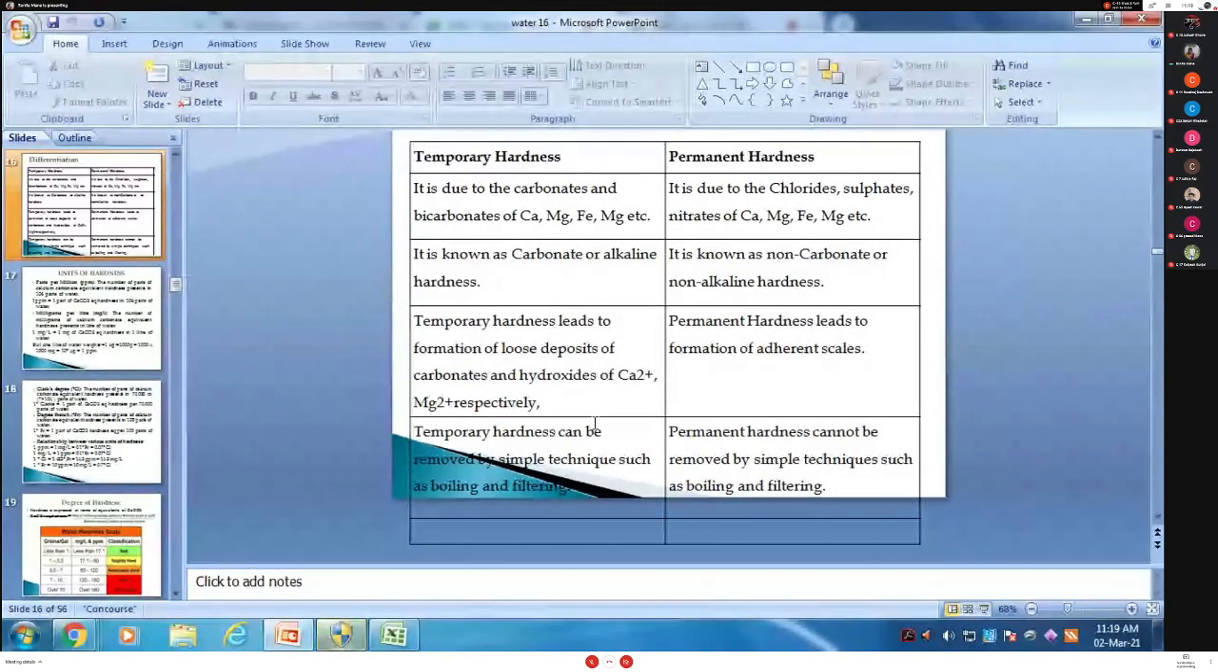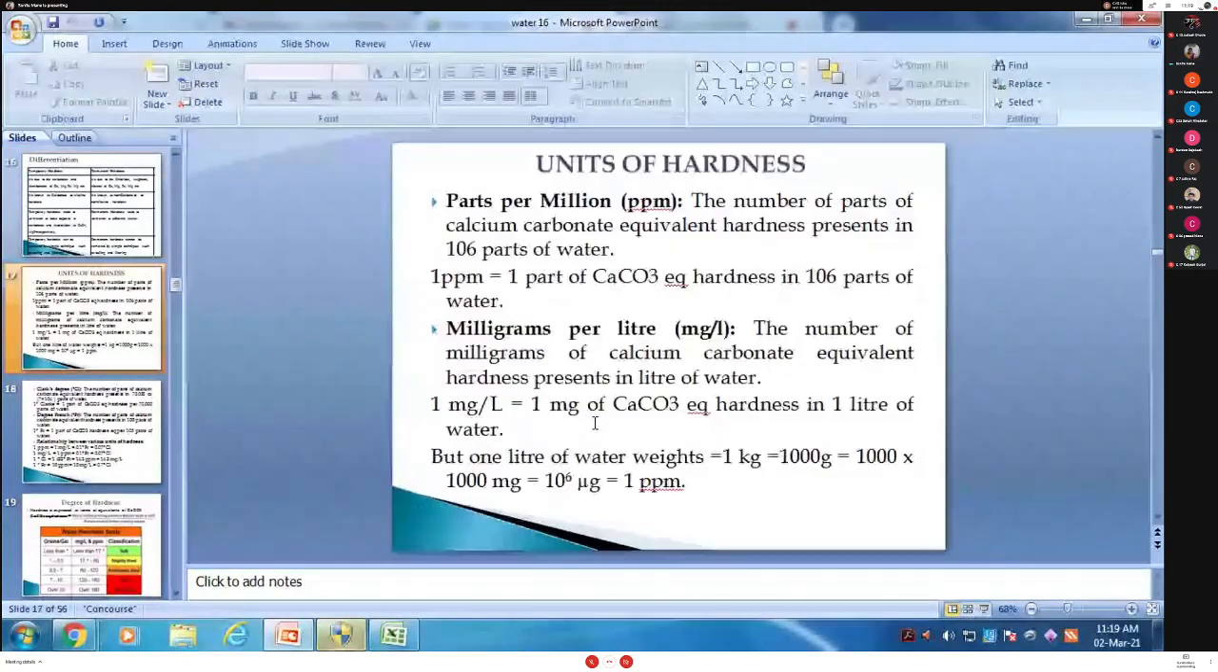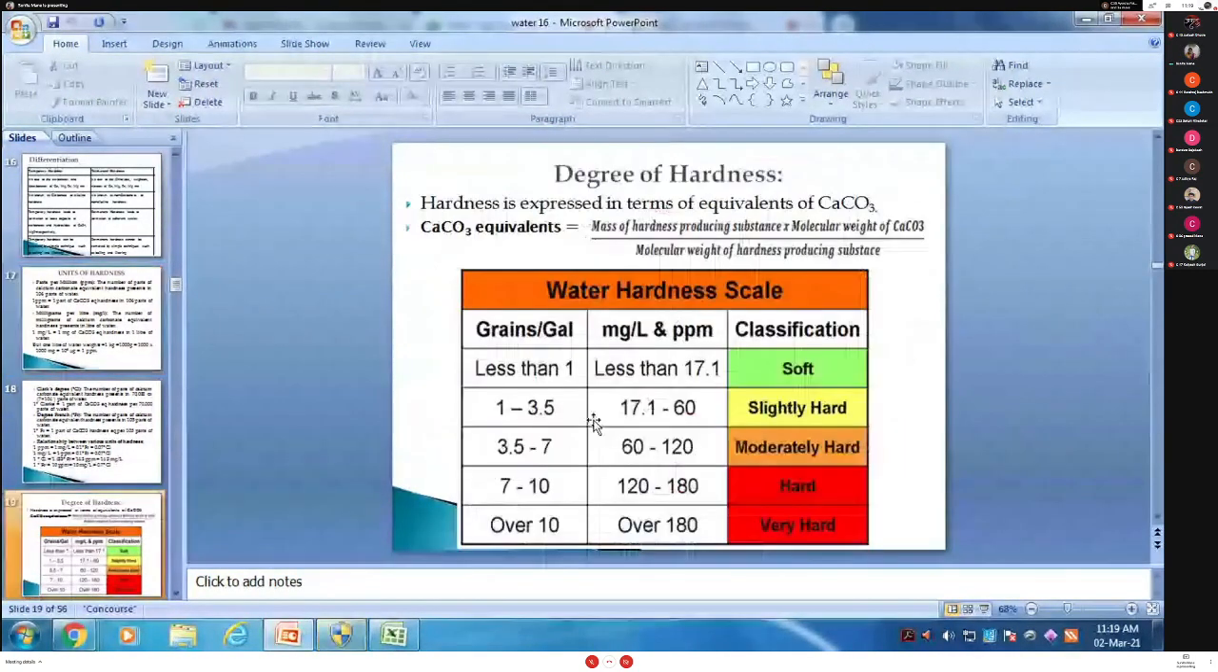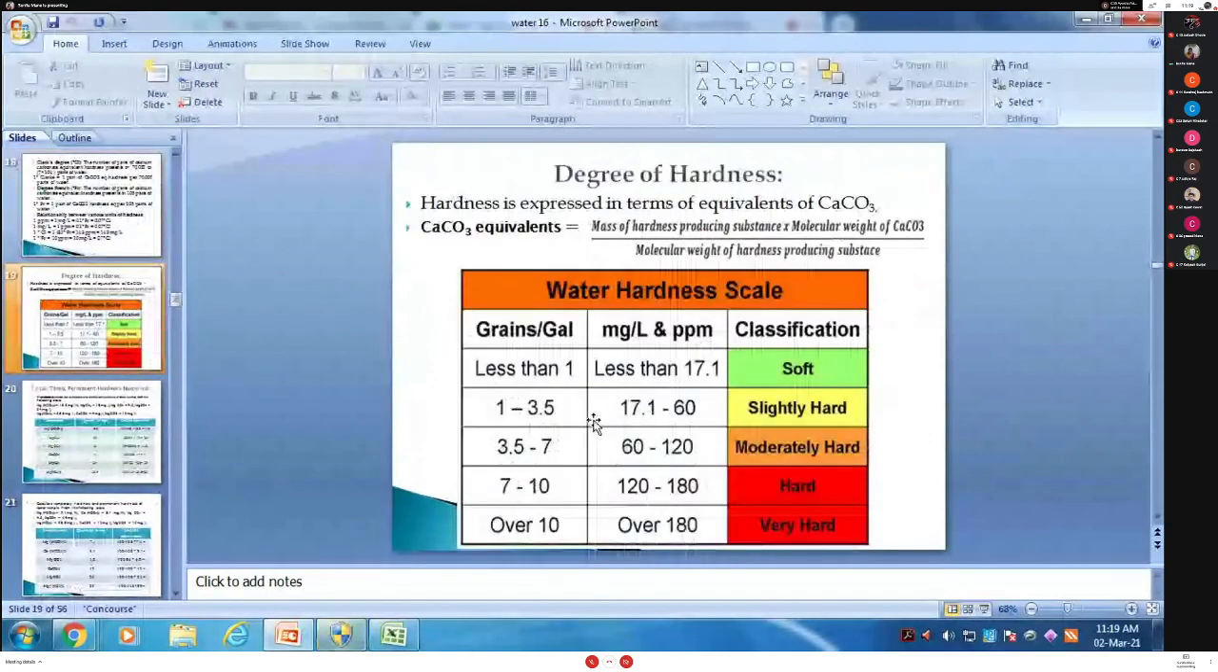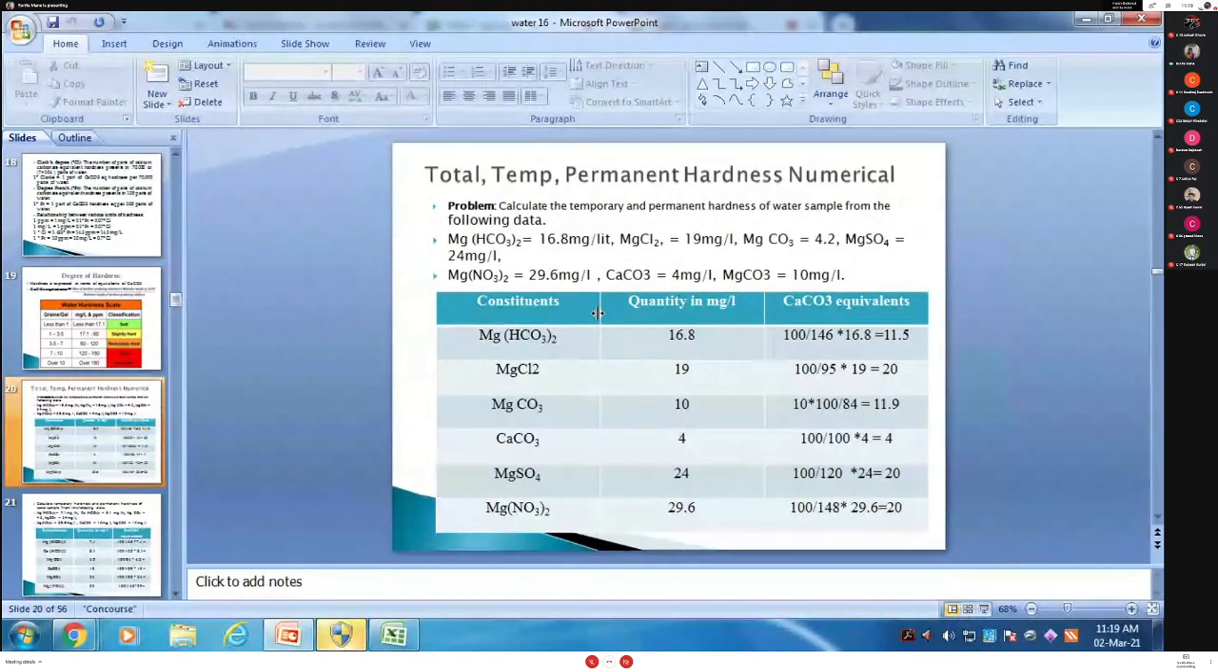Is it clear? Yes, ma'am. Unit of hardness: ppm, milligrams per liter, clear? Yes, sir. Then degree of hardness. Hardness is expressed in terms of equivalent CaCO3. You solve the problem based on these also.